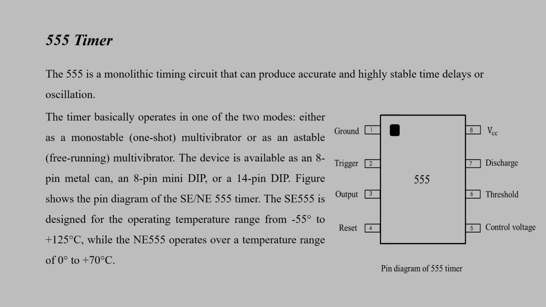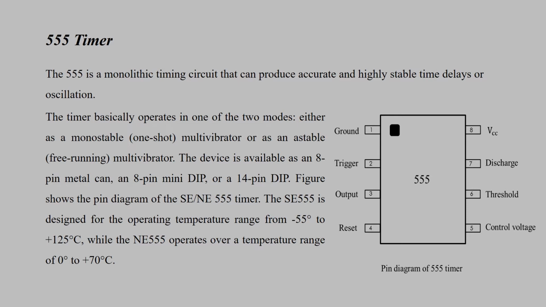As already discussed, 555 is a circuit that can produce accurate and highly stable time delays or oscillation. The timer basically operates in one of two modes: either a monostable, or you can say one-shot multivibrator, or an astable, that is free running multivibrator. The device is available in an 8-pin metal can, an 8-pin mini dual inline package, or a 14-pin dual inline package. The figure shows the pin diagram of SE or NE 555 timer.